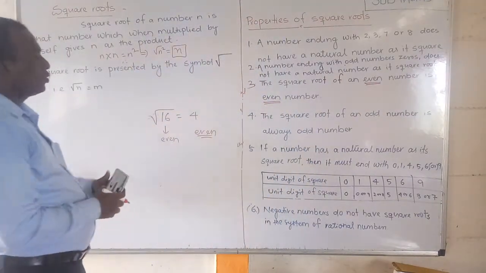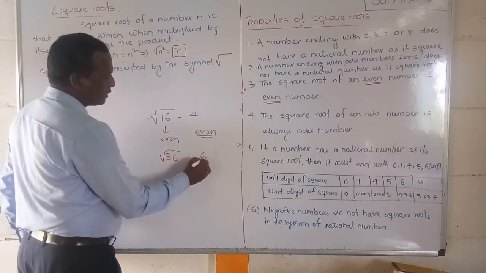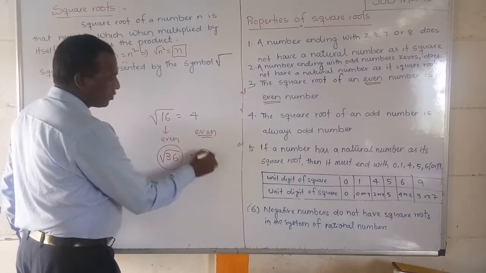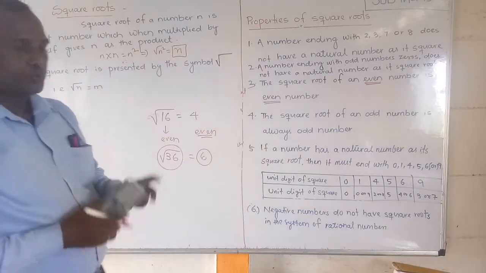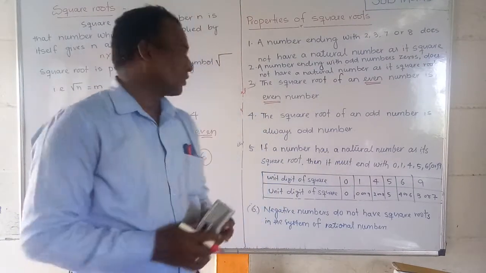That means if you find the square root of 36, it is equal to 6. 36 is an even number, and 6 is also an even number. So the square root of an even number is also an even number.